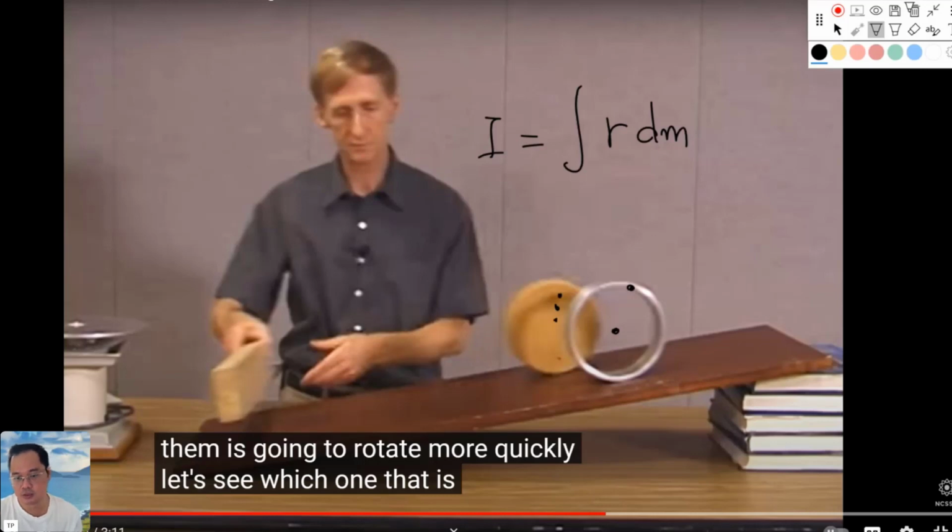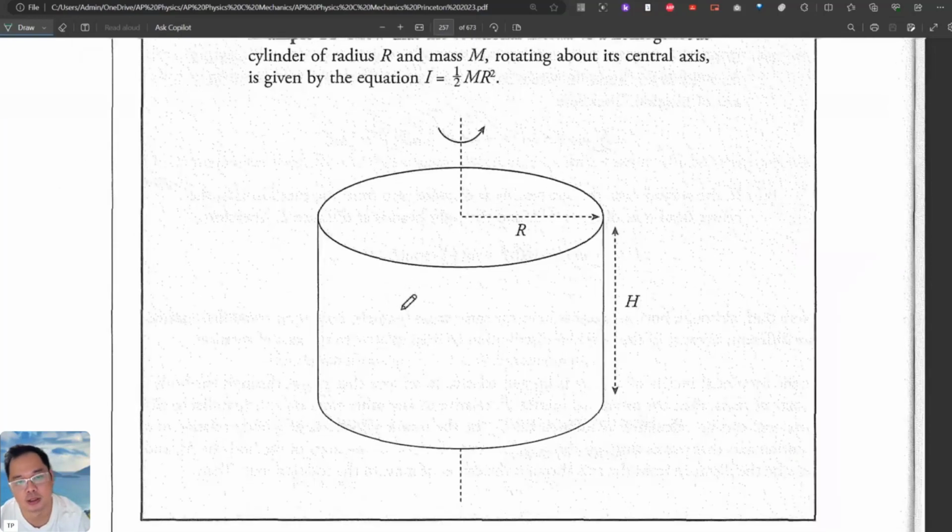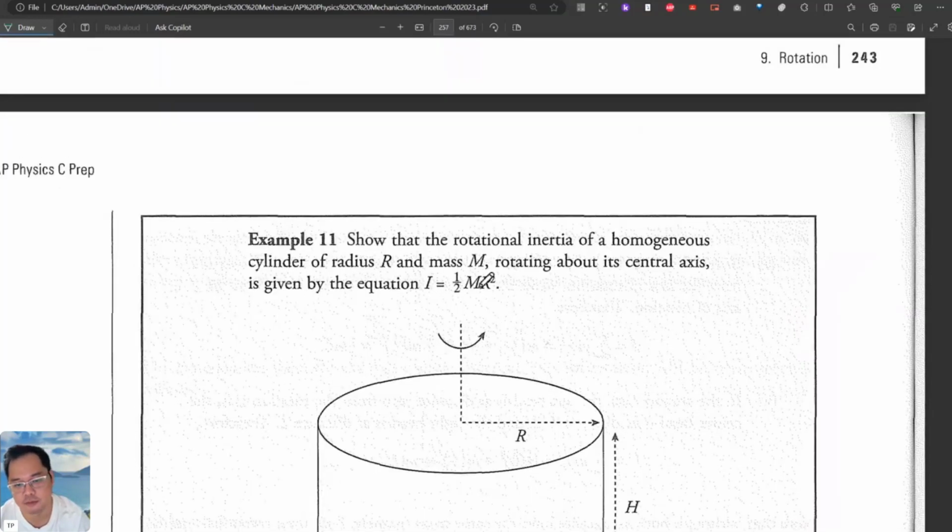So this ring has the greater rotational inertia I. Therefore, greater I results in lower acceleration. Next, proving that the moment of inertia of this object is 1/2 m r squared.